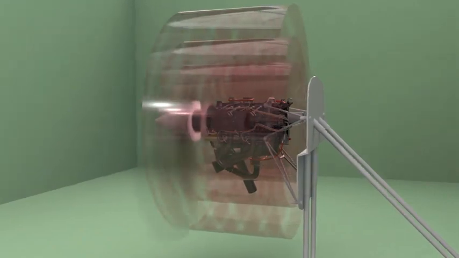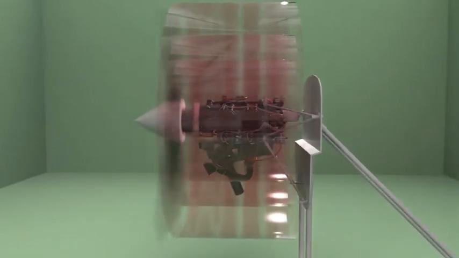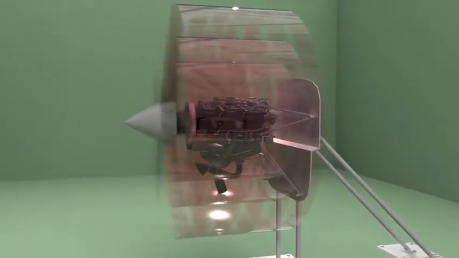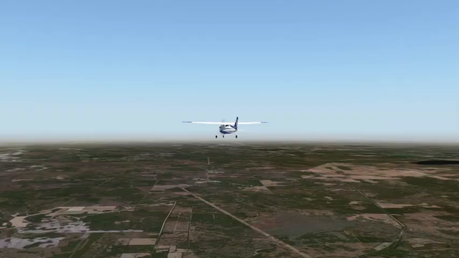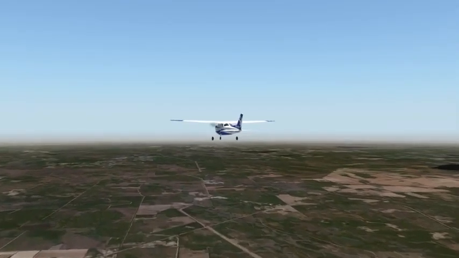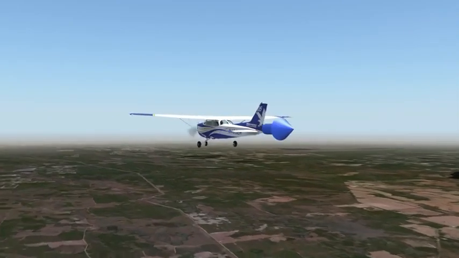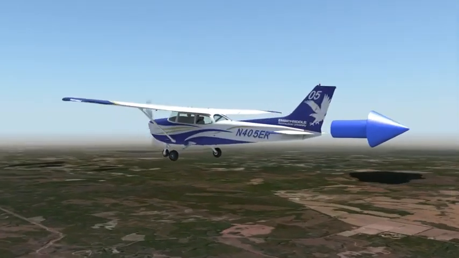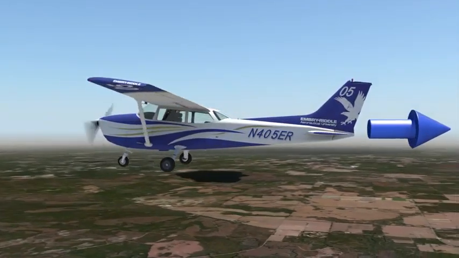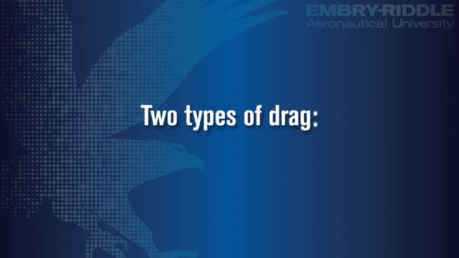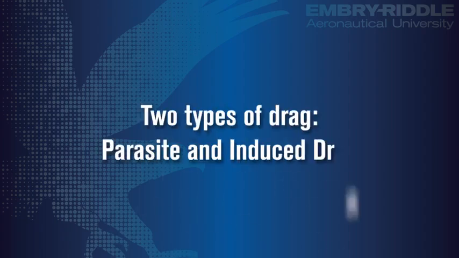And, as illustrated with Newton's third law, the equal and opposite reaction results in the aircraft moving forward. And finally, we reach our last force, drag. Drag is the force opposing thrust which limits the forward speed of an aircraft. There are two types of drag, parasite and induced drag.